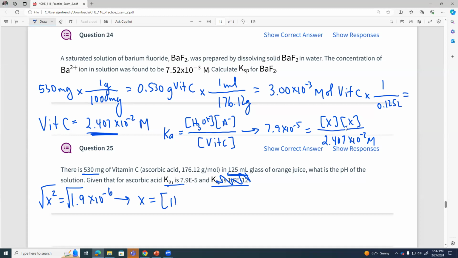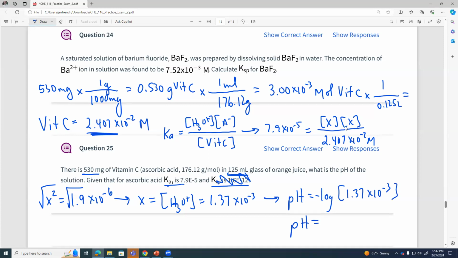Right, and X, which is my hydronium concentration, equals 1.37 times 10 to the minus 3. And now we can do the step that Abby suggested, right? Negative log of that, that's our pH. pH equals negative log of 1.37 times 10 to the minus 3. How many decimal places should we have? Yeah, 2 decimal places, so I get a pH of like 2.86.